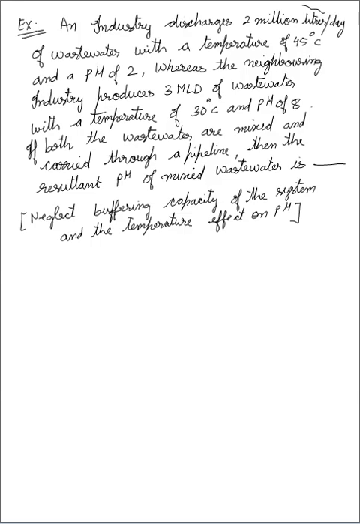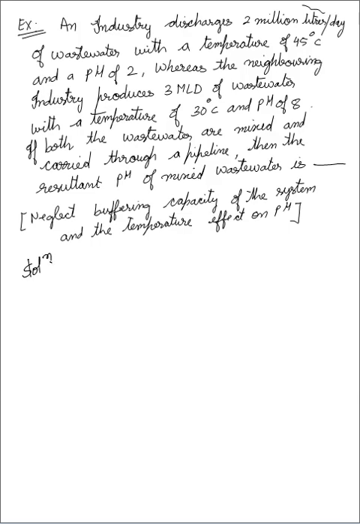Okay, so basically we are mixing two wastewater, and both the wastewater have different physical characteristics. One is having a pH value of 2, another is having pH value of 8. The temperature is also different. The first one is having temperature of 45 degree, another sample is having temperature 30 degree. Okay, so we are mixing both the wastewater, and finally we are supposed to find the resultant pH of mixed wastewater. Now they have given neglect buffering capacity of the system, okay, and the temperature effect on pH. Okay, so temperature will not come into picture. Okay, so what will be the solution?